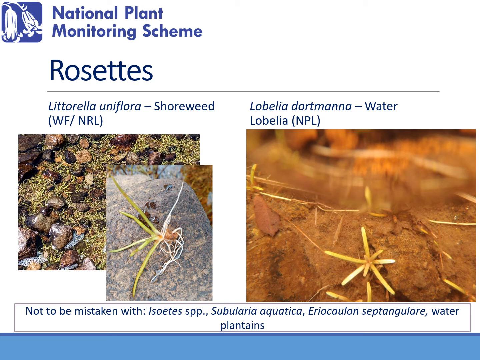Water plantains generally, when they're fully grown, are very different to these rosette species, but the young plants can have some strap-like leaves, but they usually have floating leaves as well, so very easy to tell apart. But the main species you might muddle these two species, the Littorella and the lobelia, with is Isoetes, which I'm going to cover on the next slide.